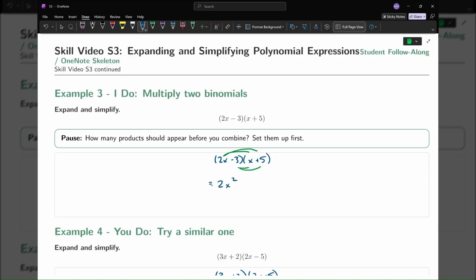Note too, I keep writing this equal sign. I do want it to be a continuous conversation down as I work vertically. 2x times 5 is going to be 10x. Negative 3 times x is going to be negative 3x. Negative 3 times 5 is going to be negative 15. And then I'm going to say, well, my middle two terms are like terms and are going to go together. So 2x squared plus 7x minus 15 is my answer.